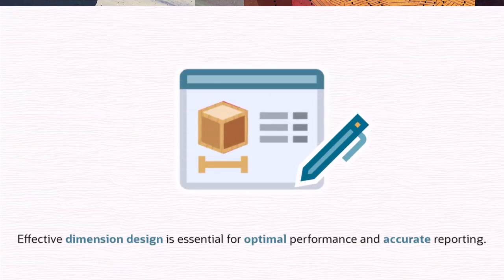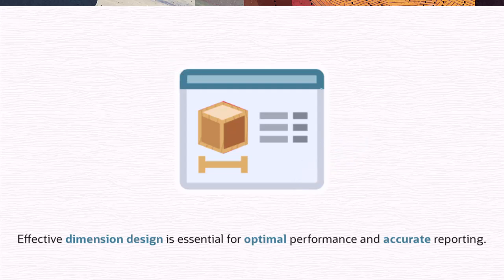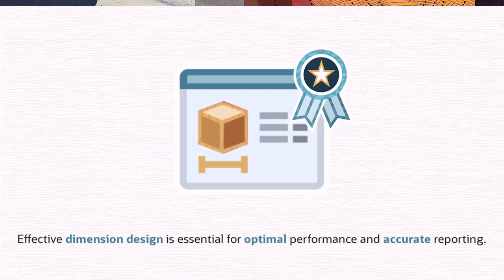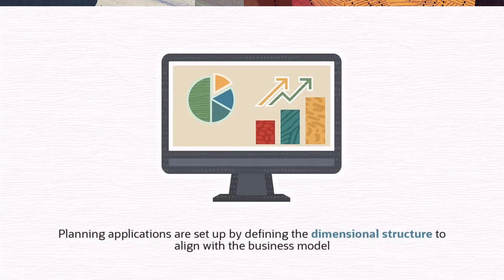Effective dimension design is essential for optimal performance and accurate reporting. Let's review the latest best practices for designing Oracle EPM dimensions. You set up planning applications by defining their dimensional structure to match your business model.